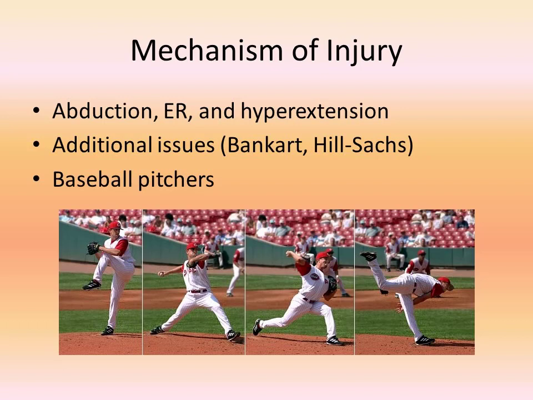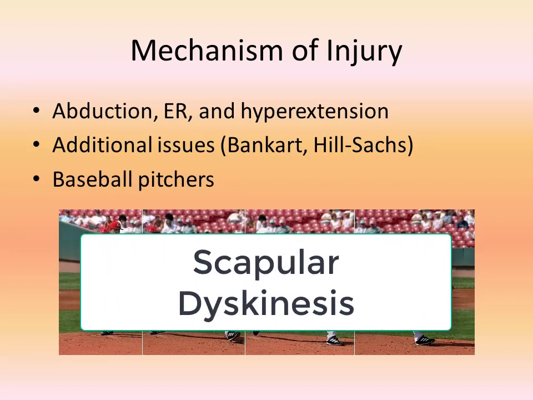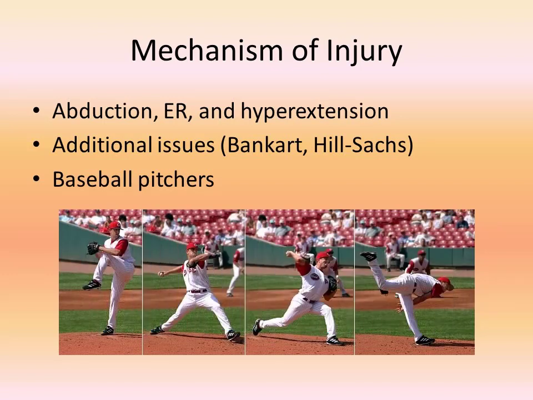And then we have our baseball pitchers. If we think back to what we've talked about before, when you have a tightening of the posterior capsule in the rotator cuff, this leads to increased scapular protraction, which then leads to scapular dyskinesis. Scapular dyskinesis is defined as excessive protraction and anterior tilting with the glenoid fossa tilting anteriorly.